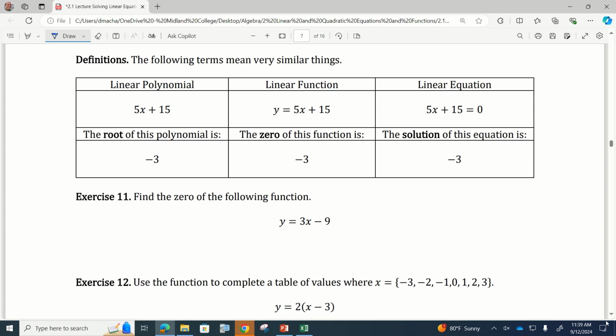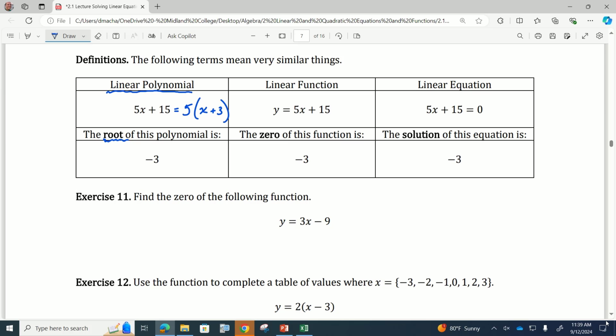So back to vocabulary for a moment. We have seen already linear polynomials, and we have talked about how to discover the root of a polynomial. This linear polynomial says 5x plus 15. What I've typed out here is expanded form, but if I wanted to rewrite this in factored form, I would write 5 times parentheses x plus 3. That would be factored form.